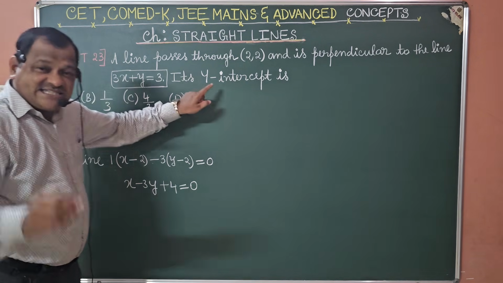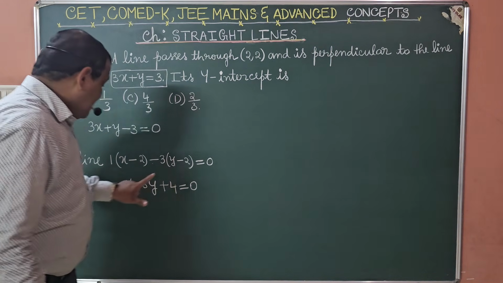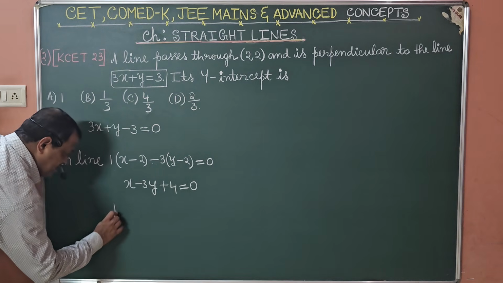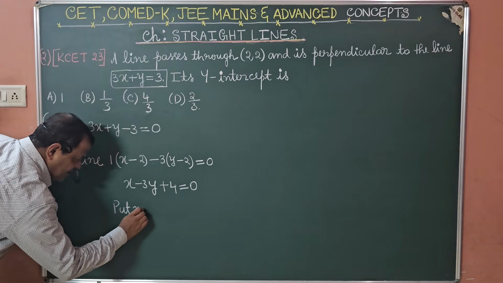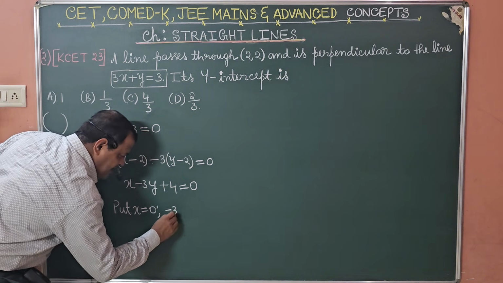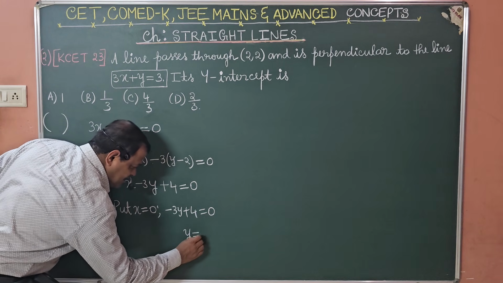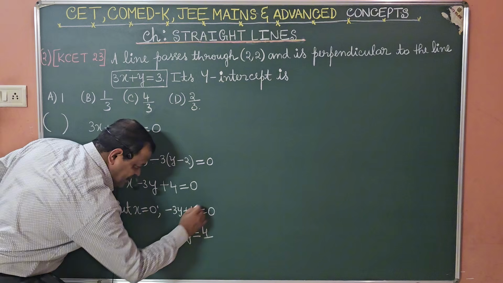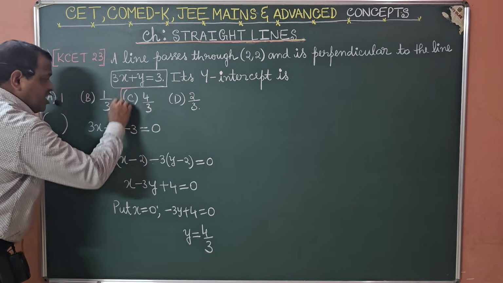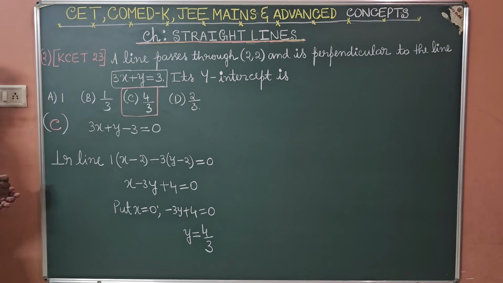And I already said in the same video, to find the y-intercept in the line, put x equal to 0. So I will put x equal to 0 in this line. So we get minus 3y plus 4 is equal to 0. Or the y-intercept is 4 by minus 4 by minus 3, which is 4 by 3, which is found in option C. Therefore, for this question option C is correct.